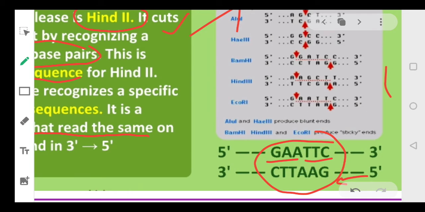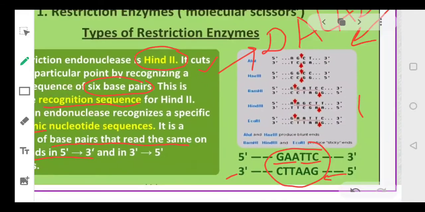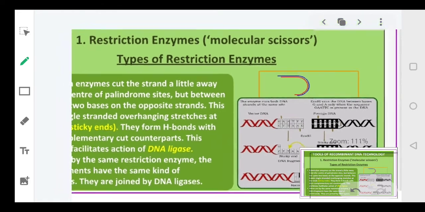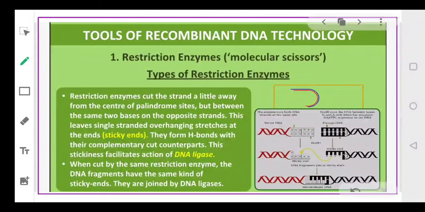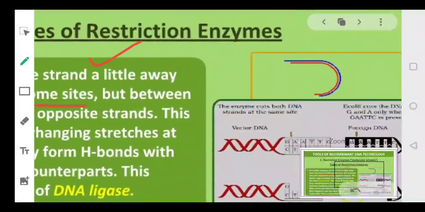So they can be read in both directions. Okay, you can read it from the left, you can read it from the right side or the left side. They will remain same. There is no change in them. Okay, so restriction enzymes, they cut the DNA a little away from the center of palindromic sequences. तो जहाँ पर आपकी palindromic sequences है, उसका जो center है, उससे a little away from the center. So they cut the DNA from a little away from it.